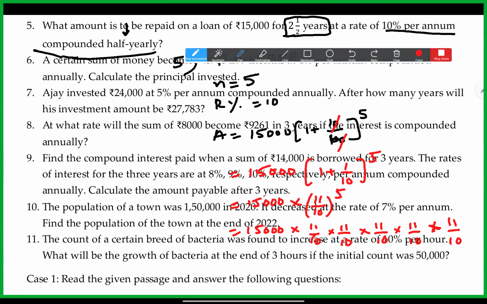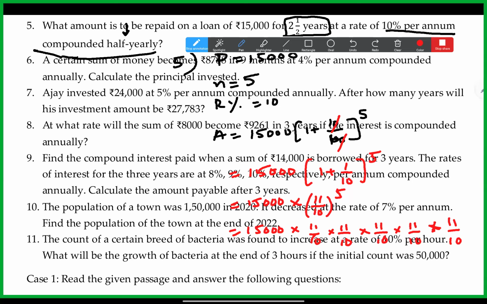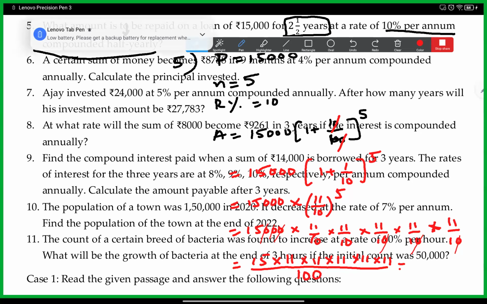So 3 zeros will cut it. Yes, sir. 1, 2, 3. 3 zeros are cancelling. Now the leftover things are 15 into 11 into 11 into 11 into 11 into 11 by 100. So whatever numerator answer we get, we'll shift the decimal two places.